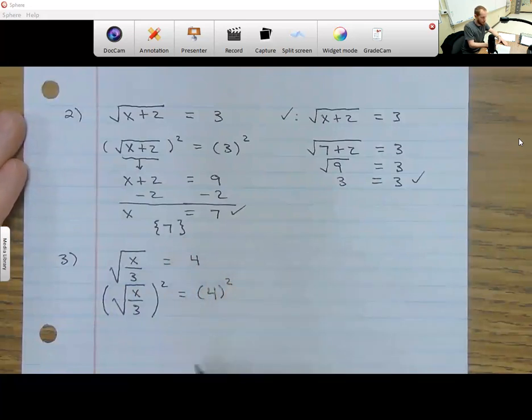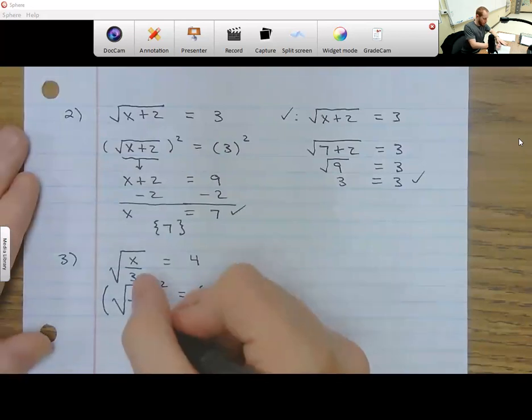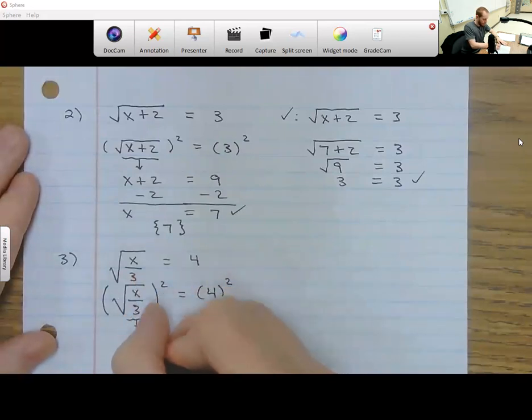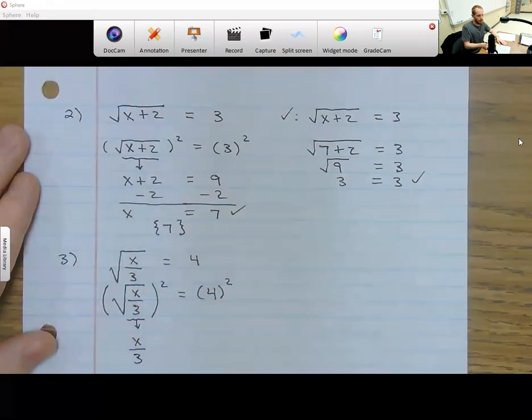And I always make sure that I put everything in parentheses before I square it. Okay? That is super important. Don't forget to do that. Okay. So whatever's inside the radical is just going to come out because the square root and the square on the outside actually cancel each other out. So whatever's on the inside right here just comes out. So x divided by 3 is going to come out.